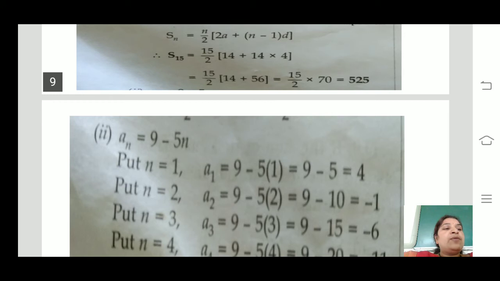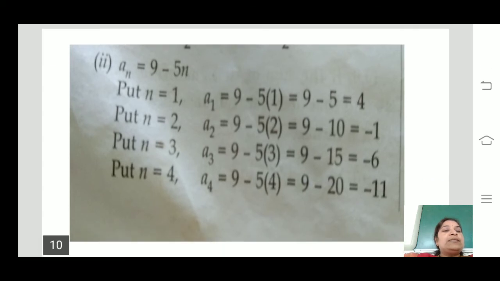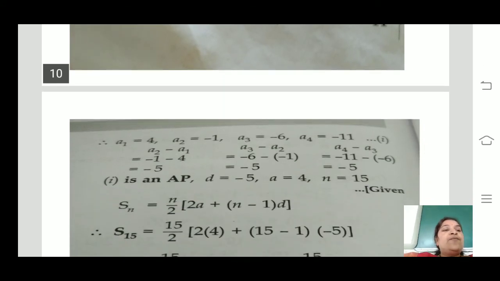Now, for the second bit, an is given as 9 minus 5n. Same logic: substitute n equals to 1 to get the first term. Hence, the first term equals to 4. Substitute n equals to 2. Hence, a2 equals to minus 1. And for n equals to 3, that is a3, we have minus 6. a4, that is minus 11. Now, again check the difference between successive terms as in the previous one. As all the terms have a constant difference, it is an example of an AP.